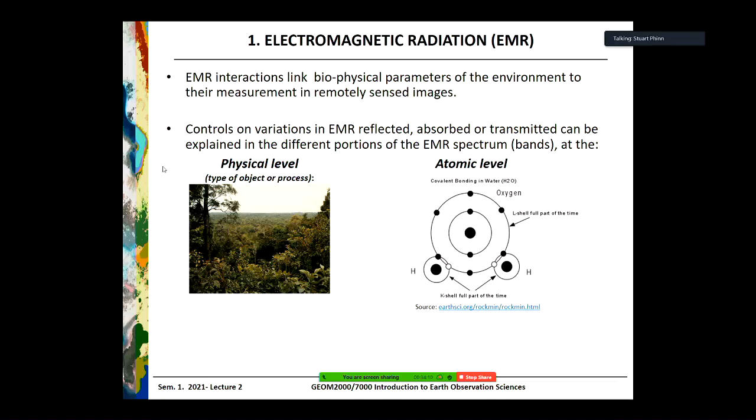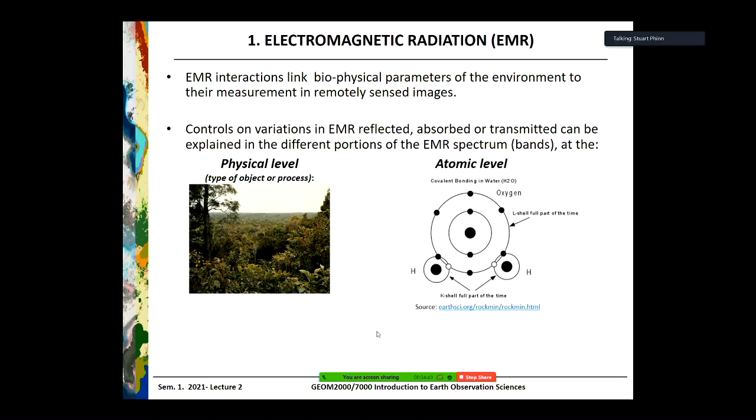Okay, the key thing about electromagnetic radiation interactions, as we saw before, is that they let us collect images, but then use those images to look at the biophysical properties of the environment, which are controlling how much light is absorbed and scattered. So it's essentially how we start to take remotely sensed data sets and turn them into measurements.